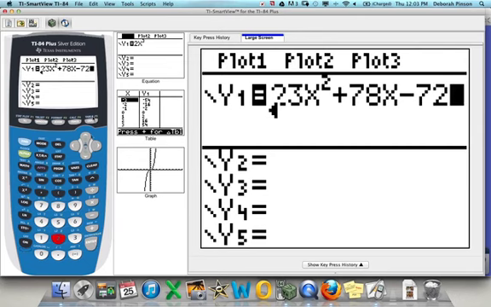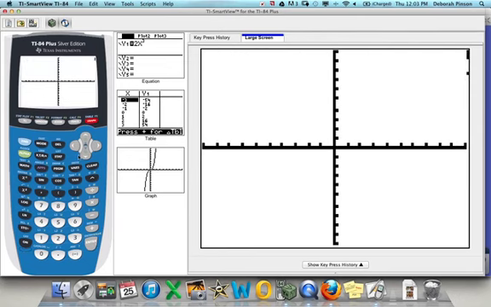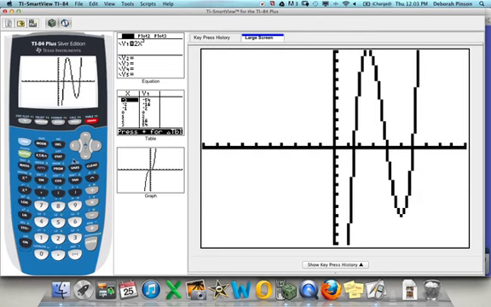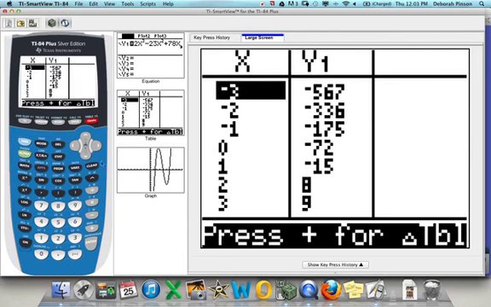Okay, and I'm going to graph this thing. Now, this thing is an x to the 3rd, so I should have 3 zeros, 1, 2, 3. Now, this one is at 1, 2, 3 at 4, and this one's at 6. If I'm not sure, I can double check that on the table.